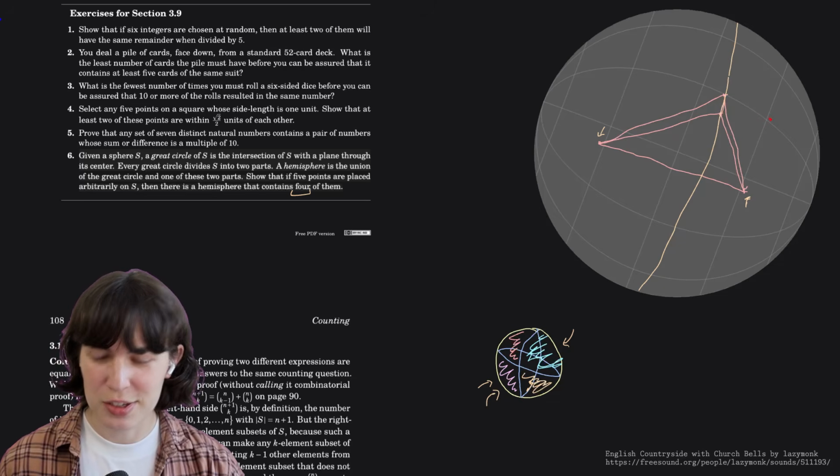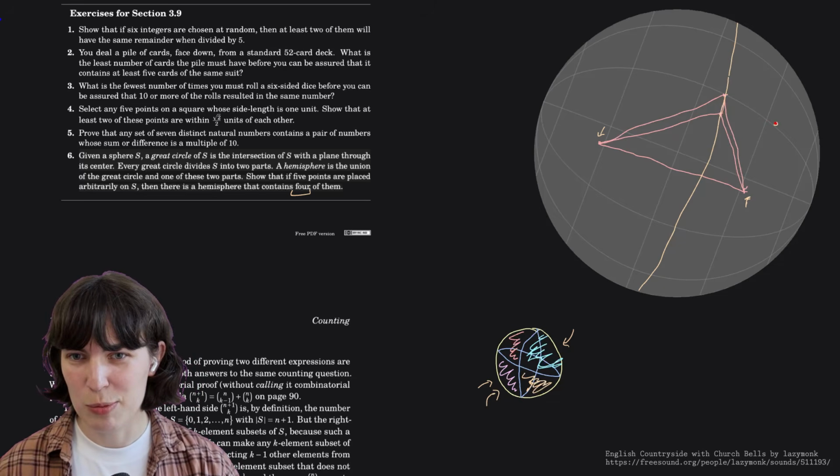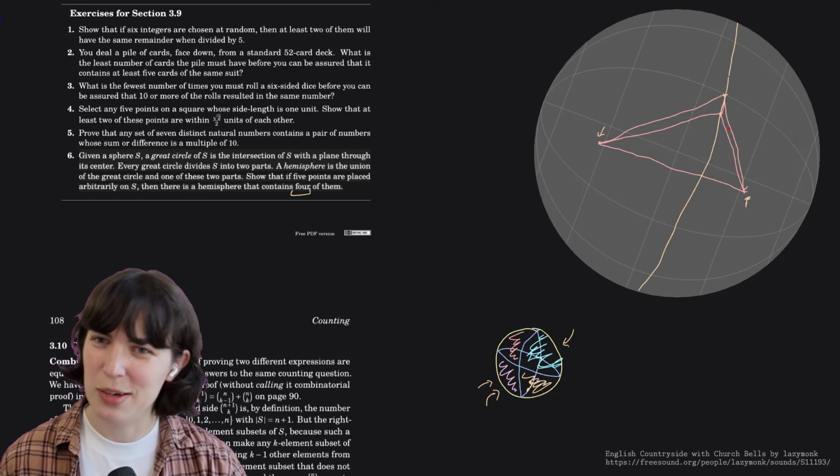Yeah, so I'm trying to solve this sphere problem. I think maybe I'm getting somewhere.